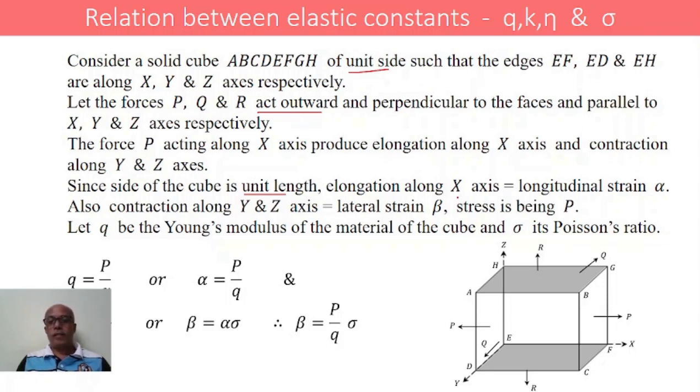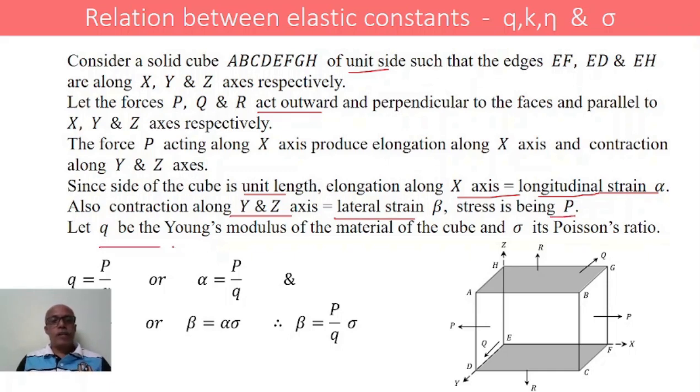And along x-axis, the elongation is longitudinal strain that is given by alpha. And along the two directions, y and z axis, it gets contracted, because of which the lateral strain is given by beta. Therefore, the stress is P.